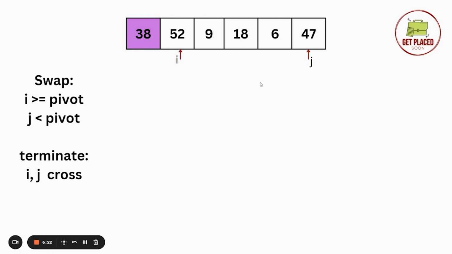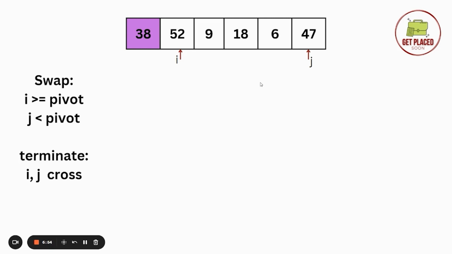Now, you can see at the left side the swap and terminate conditions. When do we swap? When i is greater than or equal to pivot and j is less than pivot. Until we encounter these two points, we keep on incrementing i and we keep on decrementing j. Now, when do we terminate? When i and j cross. Now, let's start with the implementation very quickly.